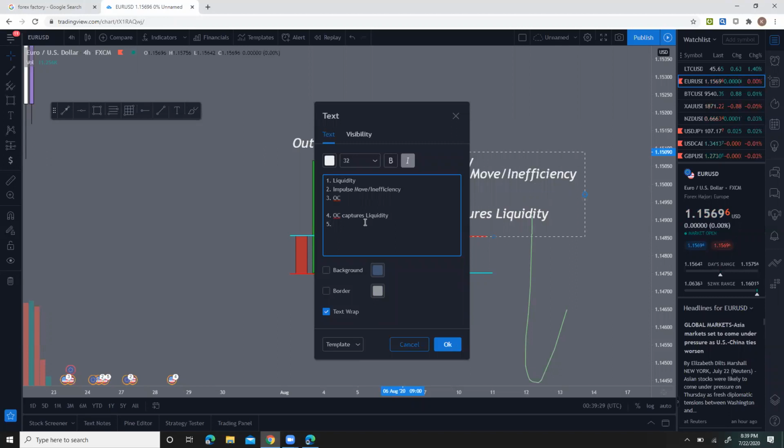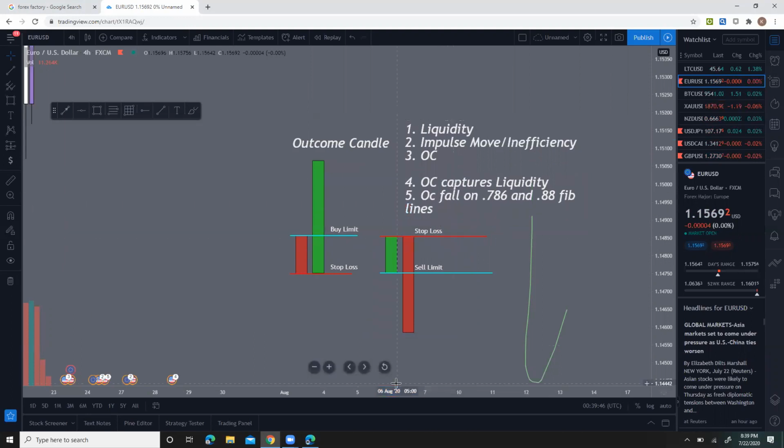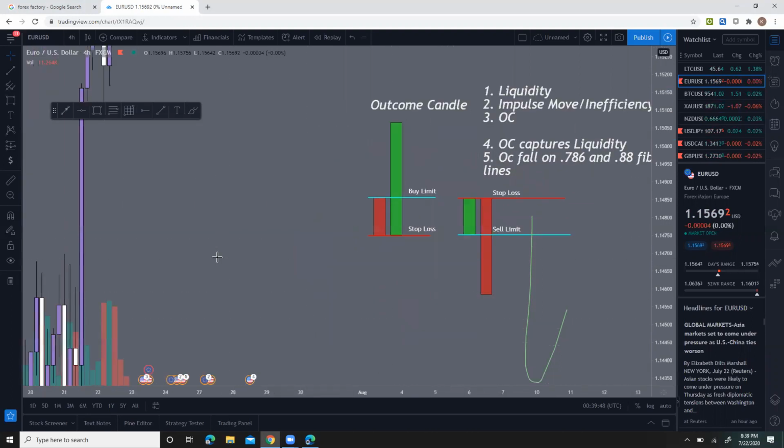And number five, I'm not going to get into a whole lot because it's kind of hard to explain. But basically, the OC is going to fall on your fib lines. The fib lines I'm referring to are the 0.786 and the 0.88 fib lines. If I find an example, I'll show y'all. The course gets really in-depth into that.